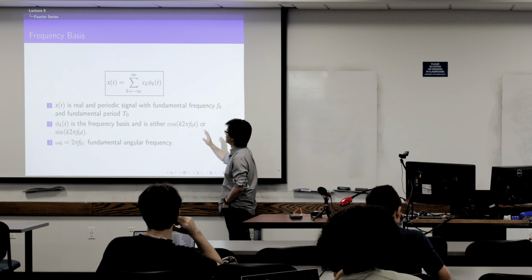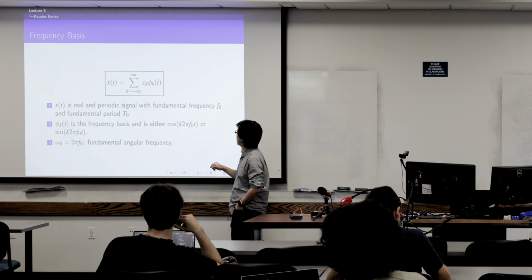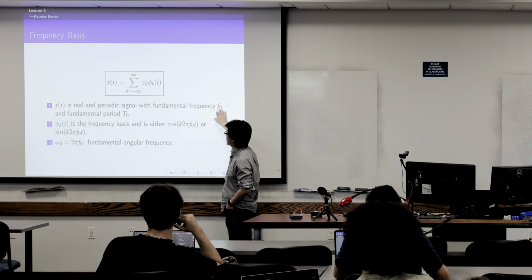Since our x of t is considered to be periodic, we assume it has a fundamental period of t0 and a fundamental frequency of f0. Again, the fundamental period is nothing but the smallest period, and the fundamental frequency is nothing but 1 over t0. Is that clear?